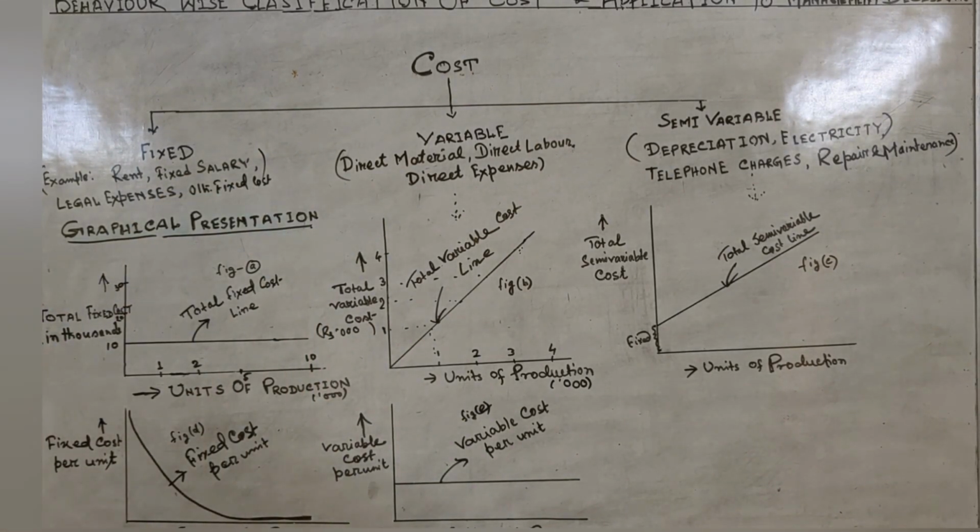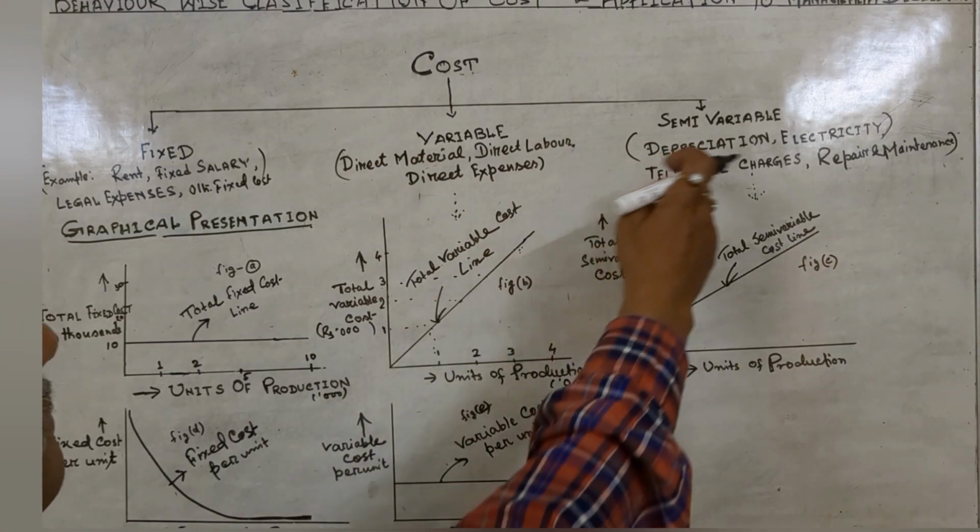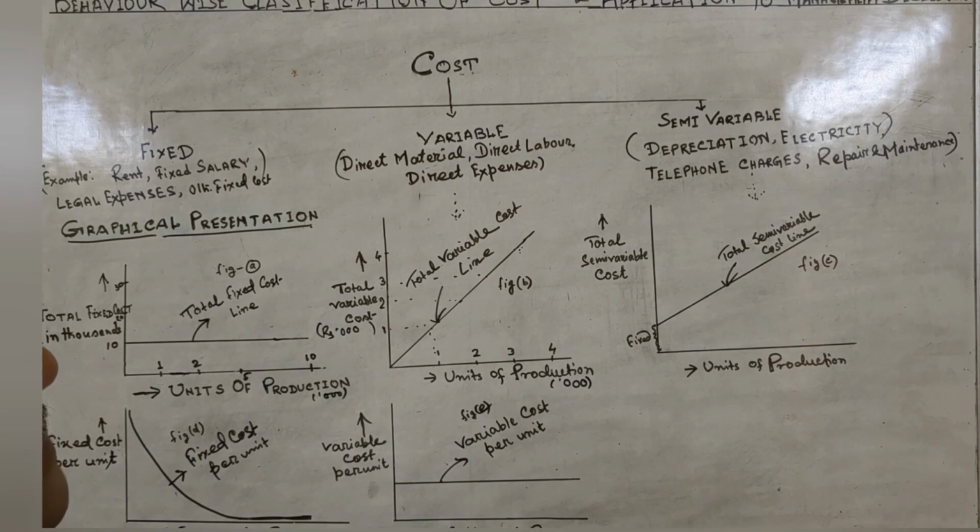And variable cost. Which are the examples of variable cost? Direct material cost, direct labor cost, direct expenses. All these are variable costs. Semi-variable cost. Which are semi-variable costs? Like depreciation, electricity, telephone charges, repair and maintenance, etc.